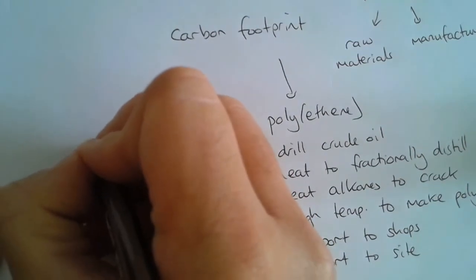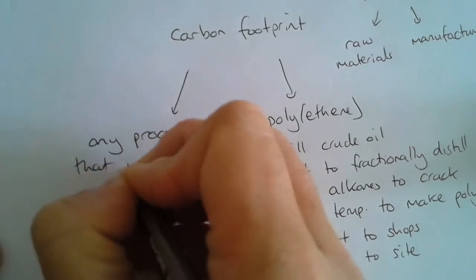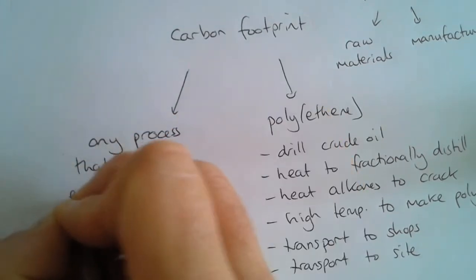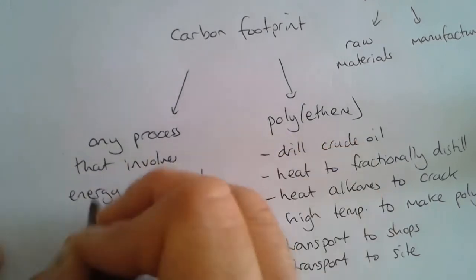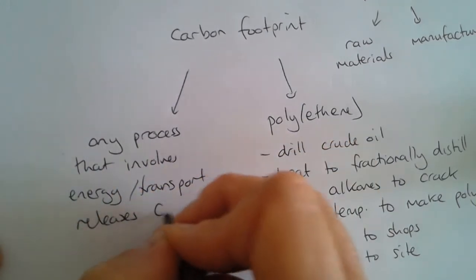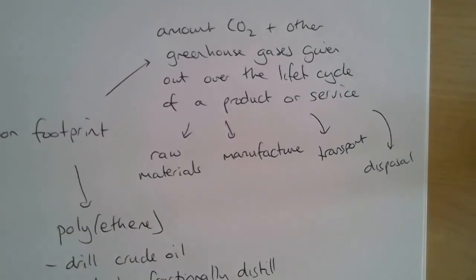So any process that involves energy or transport potentially releases carbon dioxide and greenhouse gases. So that's what we mean when we talk about the carbon footprint. We're actually talking about the fact that energy and transport processes release carbon dioxide and other greenhouse gases into the atmosphere. So let's just have a quick review of some of these things because it's quite wordy. This and quite a few things that we've had to talk about.